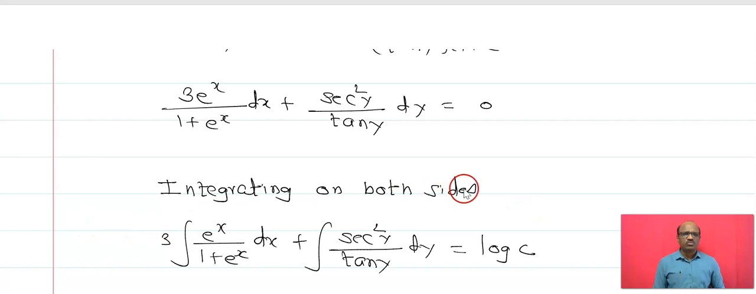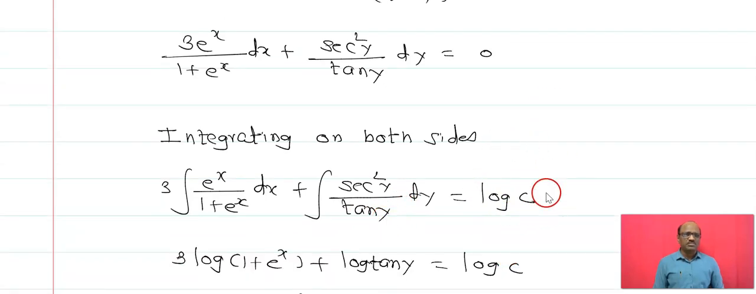Now integrating on both sides, you will get 3 integral e raised to x upon 1 plus e raised to x into dx plus integral sec square y upon tan y into dy, and that equals log c. म्हणजे आपल्याला असं माहिती पण पाहिजे की हा c कोणत्या प्रकारचा इथे घेतला पाहिजे. It's clear that the integral of e raised to x upon 1 plus e raised to x is in log form. Integral of sec square y upon tan y is in the log form, and that's why I had taken the constant also in the log of c.